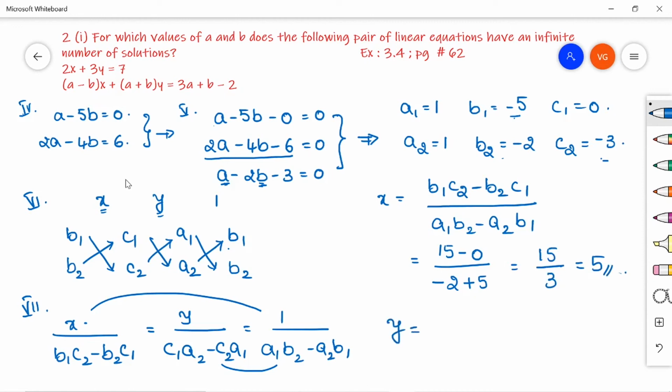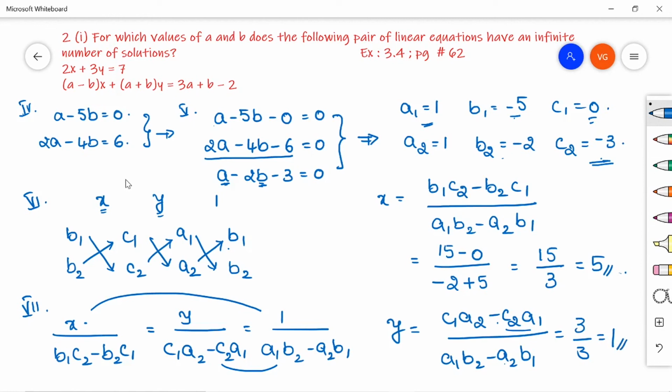Similarly for y, I'll write c1 a2 minus c2 a1 divided by a1 b2 minus a2 b1. Anyhow the denominator is the same here, so I'll write 3 from here directly. Then c1 a2, anyhow c1 is 0, so the first term is 0. Then c2 a1, where c2 is minus 3 and a1 is 1, so minus 3. Again here one more minus, so plus 3, it will be 1, right? So here the value of a is equal to 5 and b is equal to 1, right? So that is what they have asked.